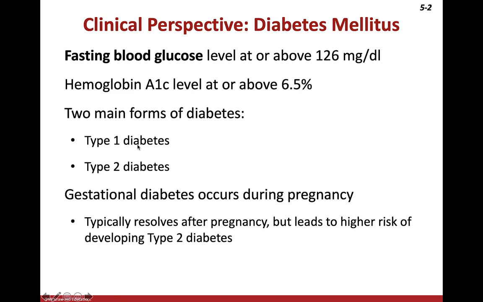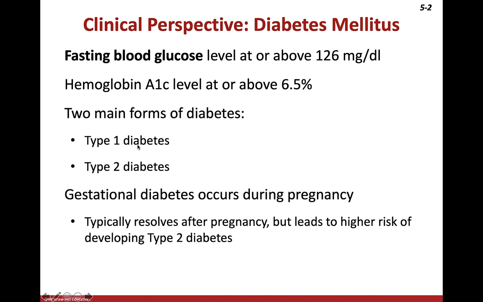Now, fasting blood glucose levels at or above 126 milligrams per deciliter, or a hemoglobin A1C level at or above 6.5%, are typically the criteria used to diagnose diabetes. There are two main types of diabetes: type 1, or insulin-dependent diabetes, and type 2, or insulin non-dependent.